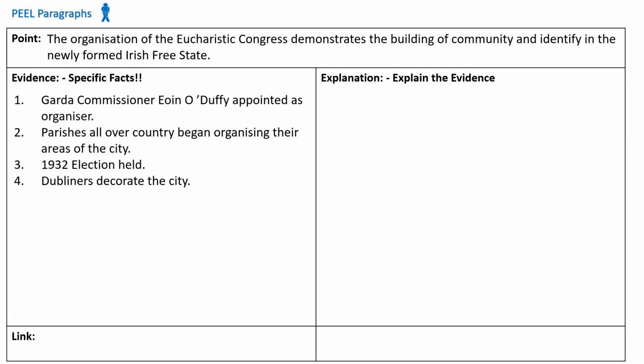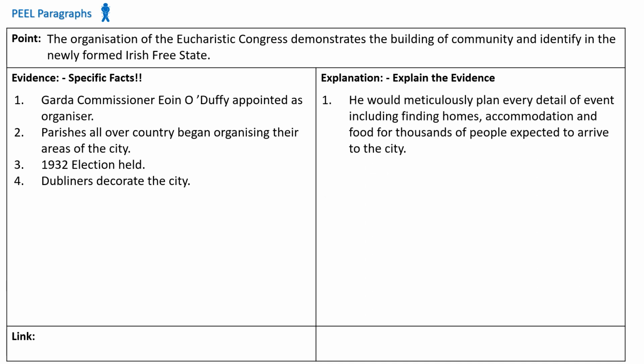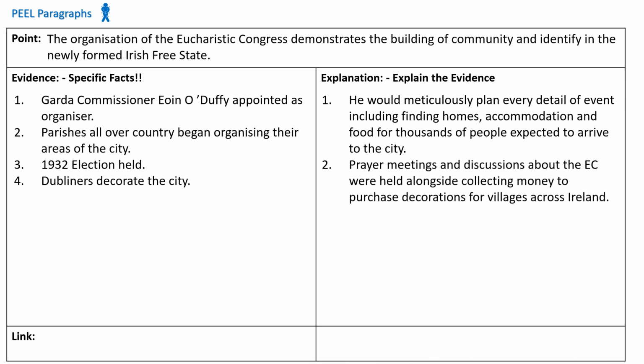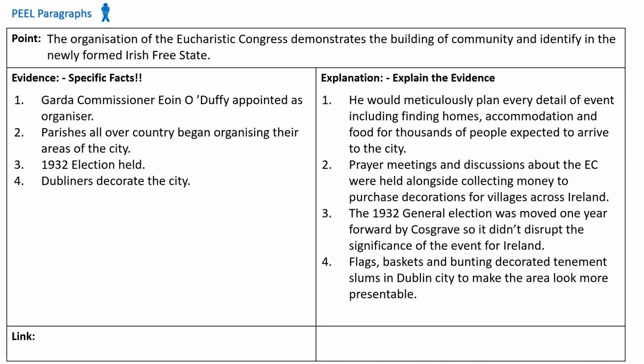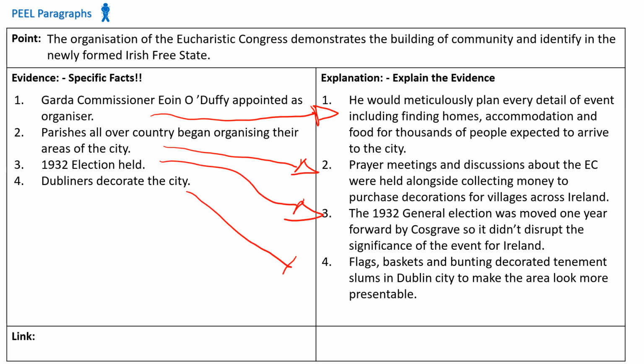We can explain those pieces of evidence by saying things like how Owen O'Duffy would meticulously plan every detail of the event, finding homes, accommodation and food for thousands of people expected to arrive. If we were going to use number 2 as our piece of evidence, parishes all over the country began organising their areas, we could talk about how they would hold prayer meetings and collect money for decorations for the village. We won't go into too much detail there, but we can see how each piece of evidence is linked to an explanation. So 1 is with 1, 2 is with 2, 3 is with 3, 4 is with 4.